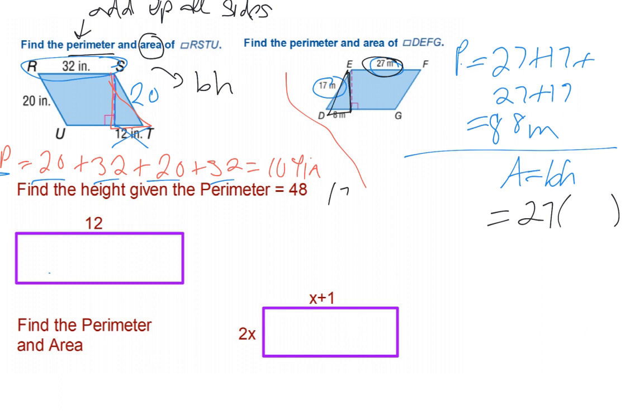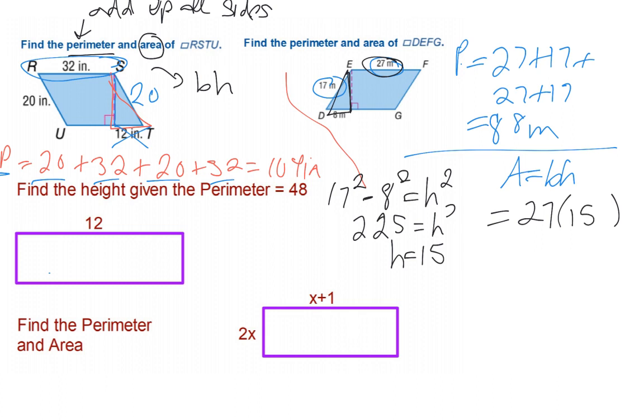So I'm going to go 17 squared, because that's my hypotenuse, minus 8 squared is equal to h squared. That's 225 is equal to h squared. Take the square root, and h is equal to 15. 27 times 15 for my area equals 405 square meters.